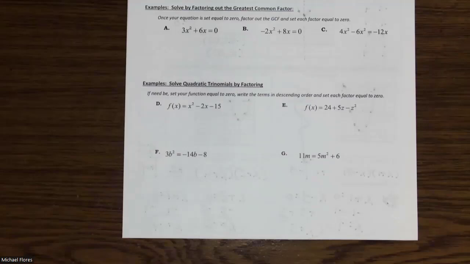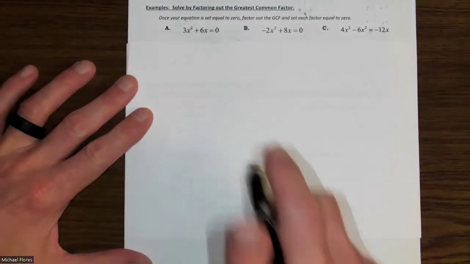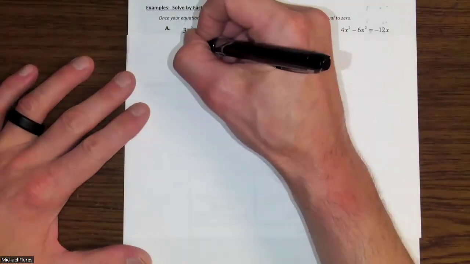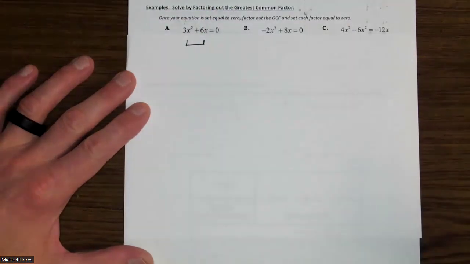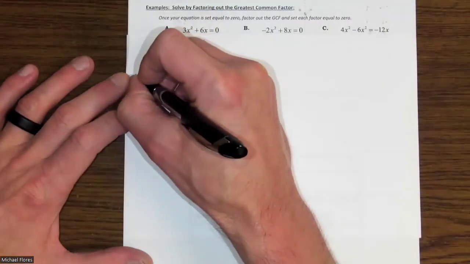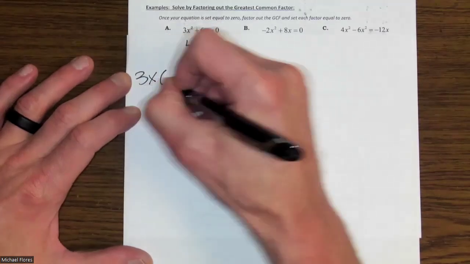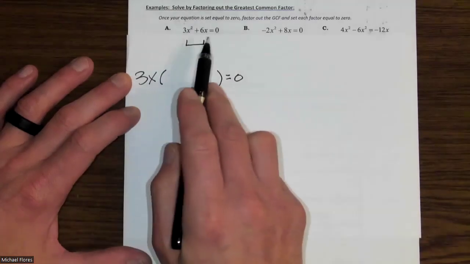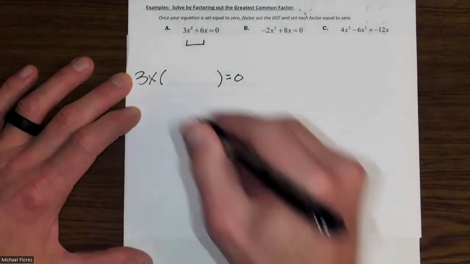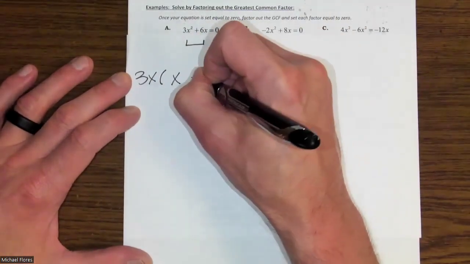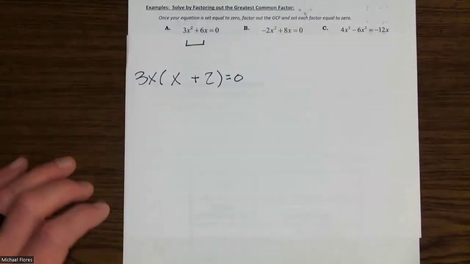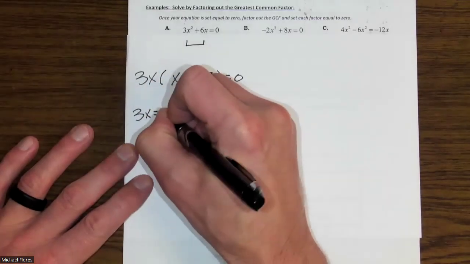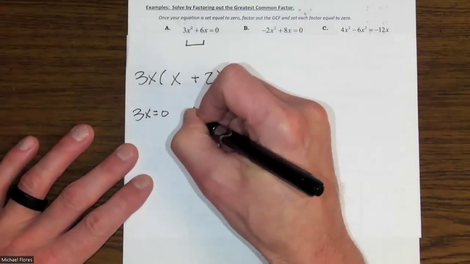Solve by factoring out the greatest common factor. So we have 3x squared plus 6x. Think of this as group 1. What can we factor out of group 1? Well, that would be 3 and x. Open up a set of parentheses. And if you divided group 1 by 3x, that would leave you with x plus 2. We have now factored, so you're going to set both of your factors equal to 0, including the 3x.